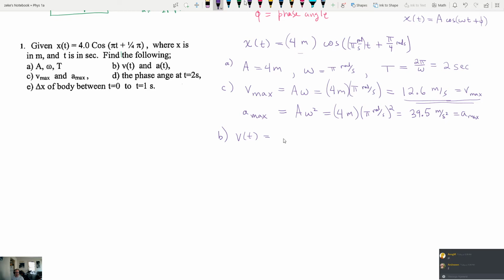And the derivative of this would be negative 4 meters multiplied by the derivative of cosine, which is negative sine, pi t plus pi over 4. I don't want to write the units again. I think it will just confuse you. Multiplied by the derivative of the inside, which is pi, and we already saw that 4 times pi was equal to 12.6, so this becomes negative 12.6 meters per second times the sine of pi times t plus pi over 4.